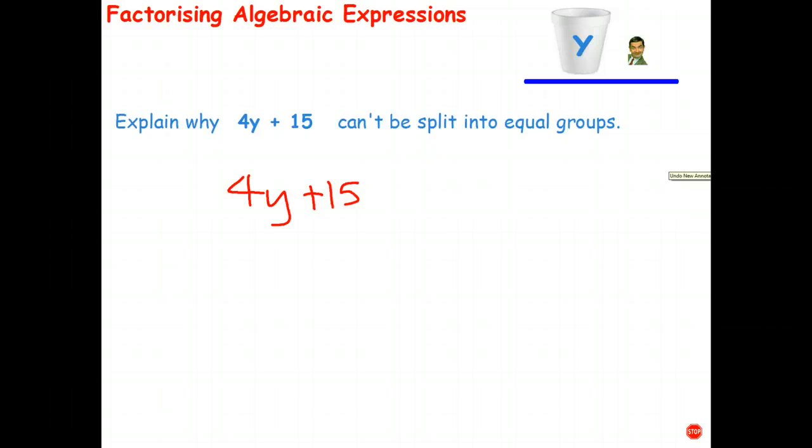Okay, we'll stop there, and in the next video we'll actually go ahead and factorize algebraic expressions.